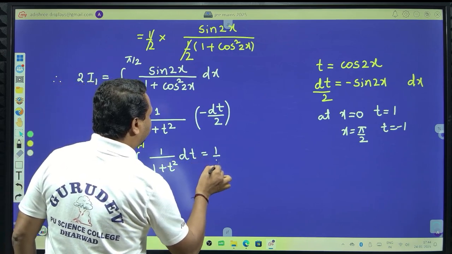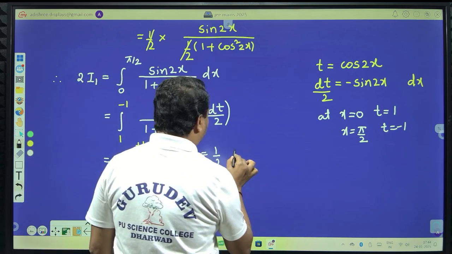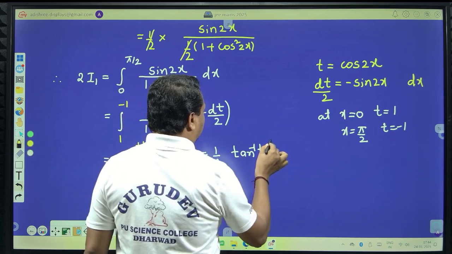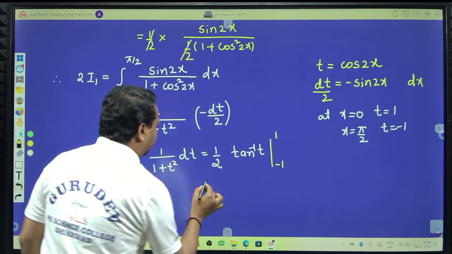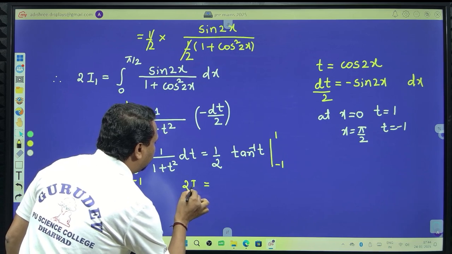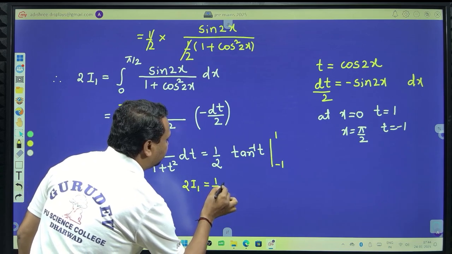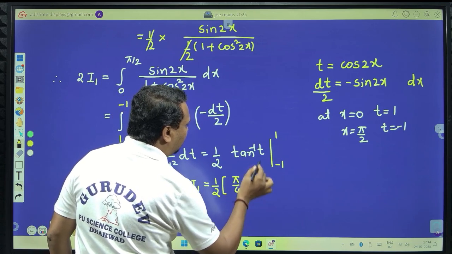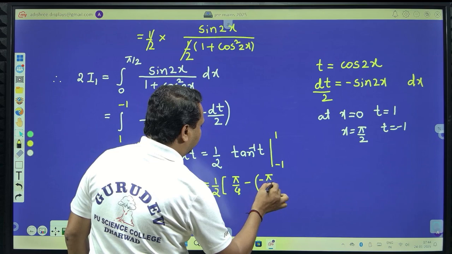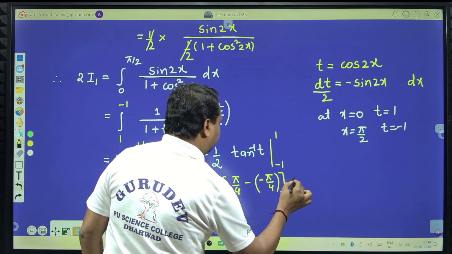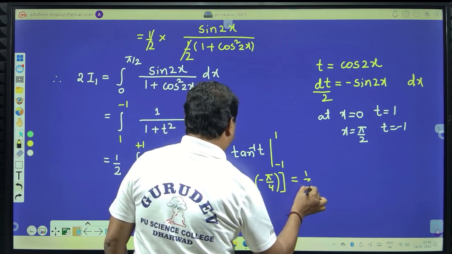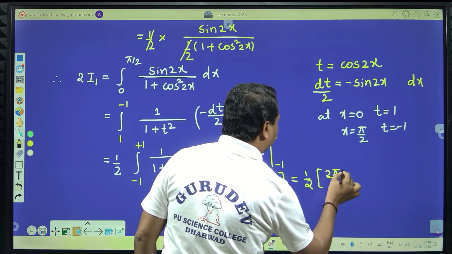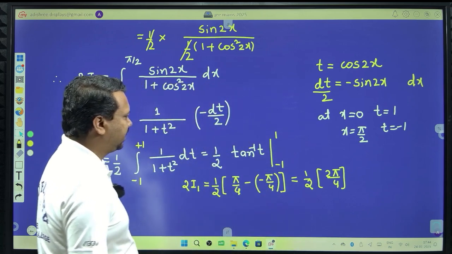Therefore what we get? 1 by 2 into, what is the integration of 1 divided by 1 plus t square? Is it tan inverse of t? Perfect. Now everything happens in the interval minus 1 to plus 1. Therefore 2I1 is equal to 1 by 2 into upper limit pi by 4 minus lower limit minus pi by 4. Simplification will give you 1 by 2 into pi by 4 plus pi by 4, which is 2 pi by 4. Right?